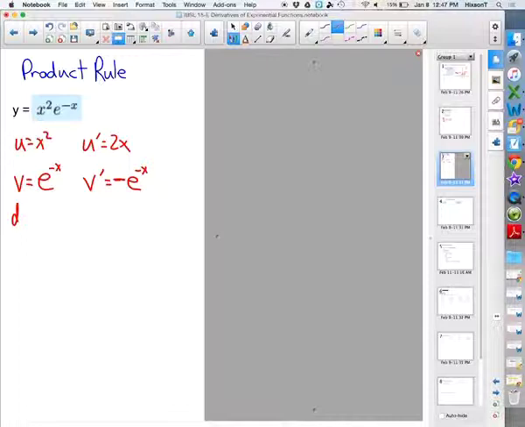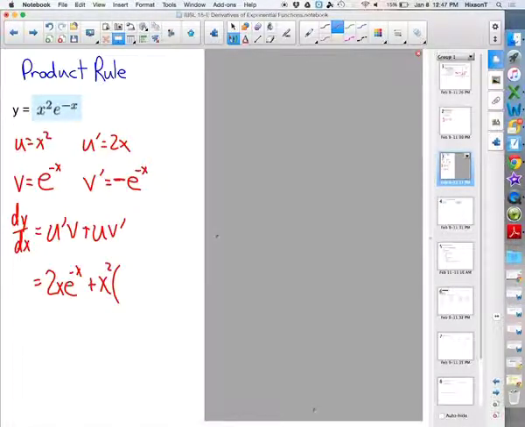So now here's our product rule. dy/dx is u prime v plus u v prime. u prime, 2x, v, e to the negative x, plus u, x squared, times v prime, negative e to the negative x.